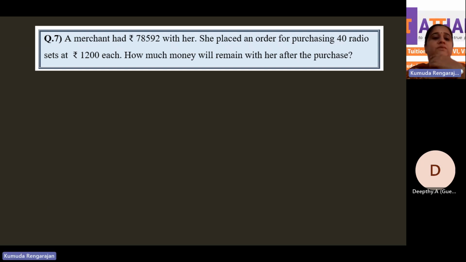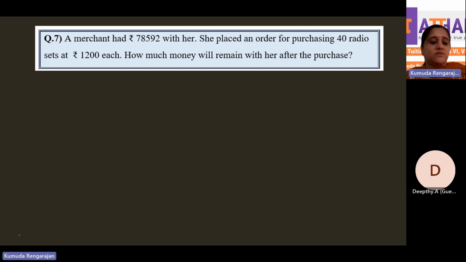Okay. Next one. A merchant had rupees 78,592 with her. Okay, she had this much money with her. She placed an order for purchasing 40 radio sets of rupees 1,200 each. How much money will remain with her after the purchase? So she had 78,592 rupees with her. She wants to buy 40 radio sets and each radio set costs 1,200. How much money will remain with her after the purchase?